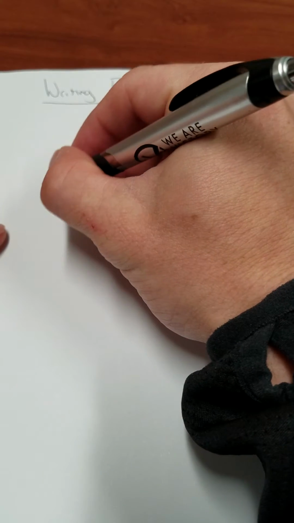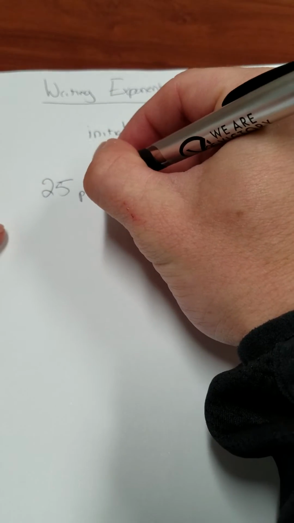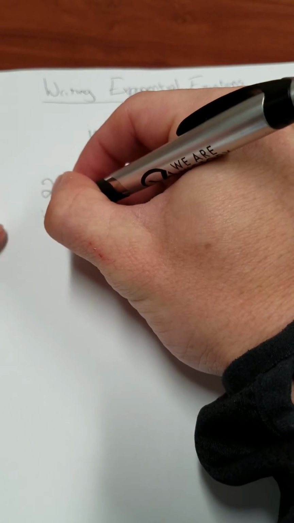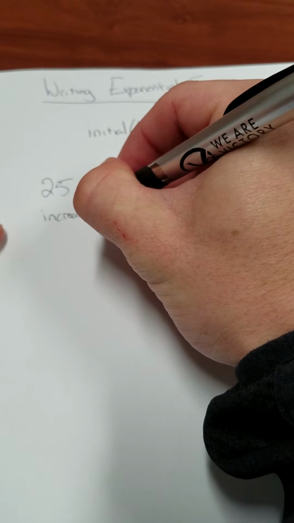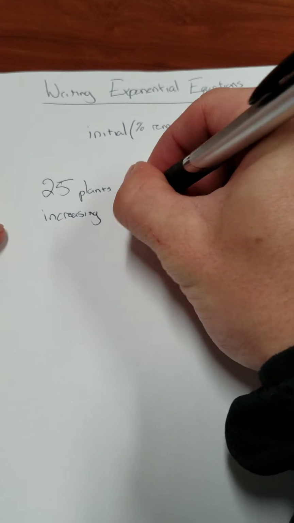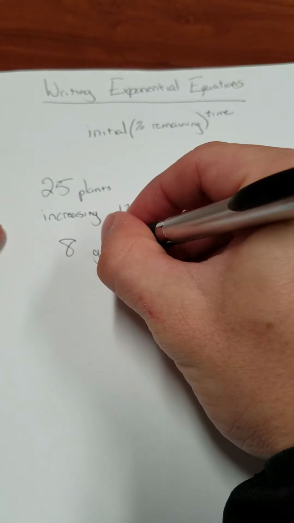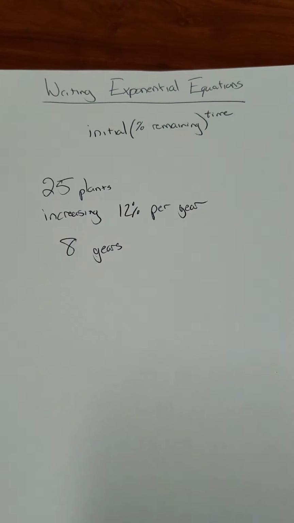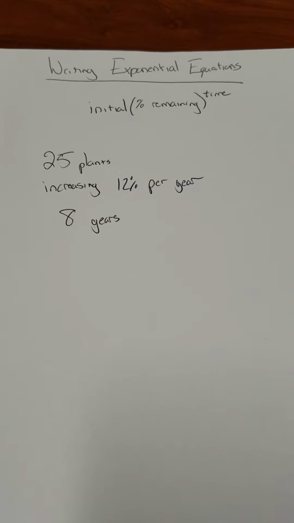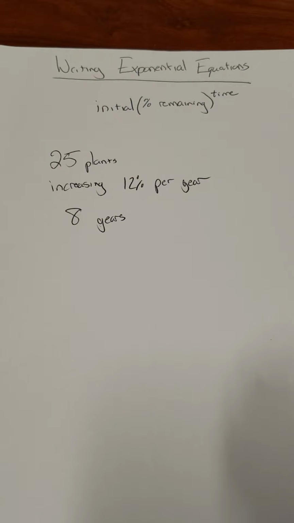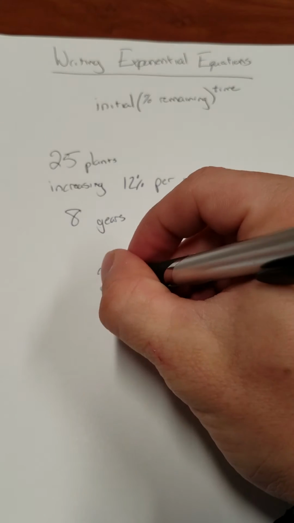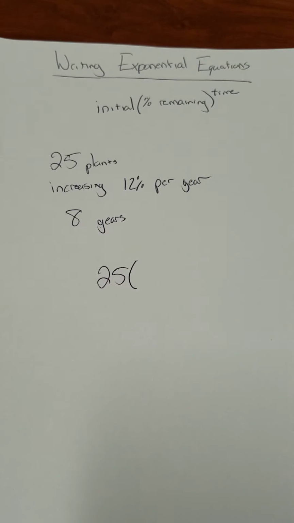All right, so here's an example problem. Let's say that we have 25 plants in a yard and they are increasing at a rate of 12% per year. And we want to know how many plants we're going to have after 8 years. All right, so basic setup. Initial amount. Well, we have 25 plants. That's our initial amount. Times.